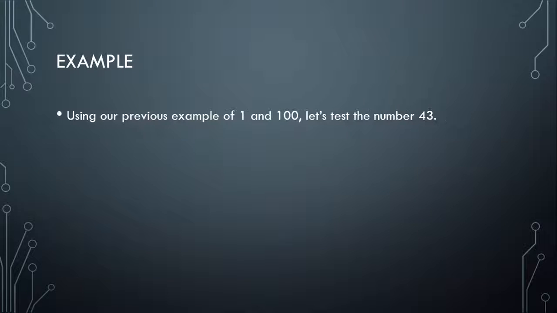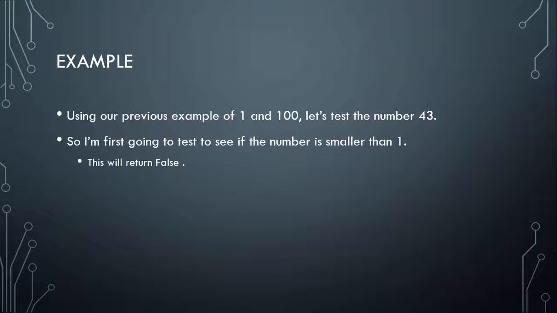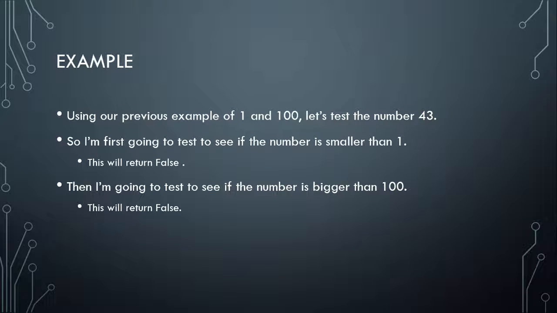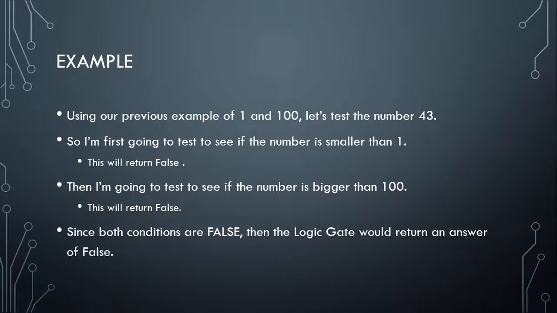So here's our example. This is our previous example of 1 and 100. And we're going to test the number 43. So first I'm going to test to see if the number is smaller than 1. This is going to return false. Then I'm going to test to see if the number is bigger than 100. This is also false. So since both conditions are false, the logic gate will return an answer false.